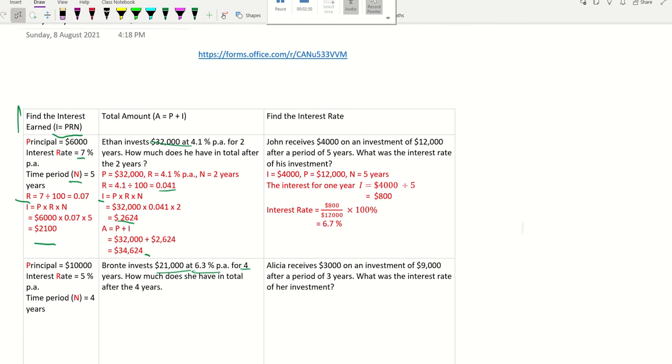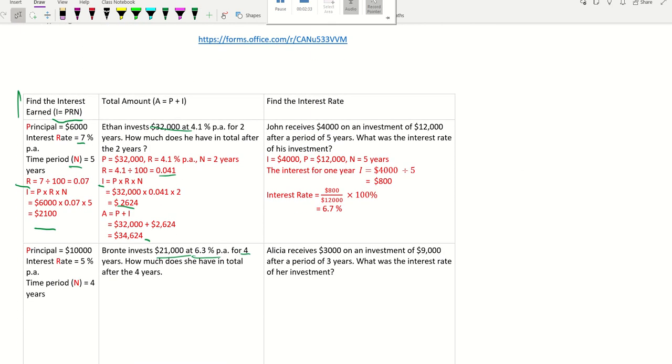Now, our last question is having a look at finding out the interest rate if we are told how much interest we earn. So this is a revision of what we did in yesterday's lesson. It says John receives $4,000 on an investment of $12,000 after a period of 5 years. What was the interest rate of his investment? So our I is 4,000, our principal is 12,000, the number of years is 5.